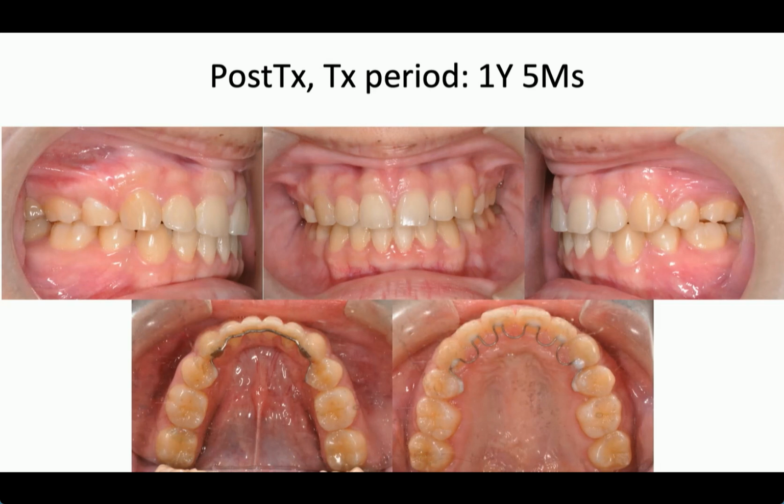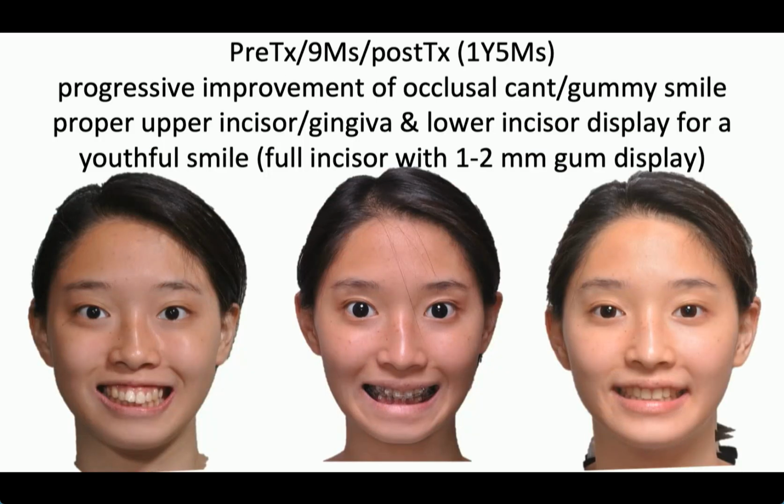Overall, I spent one year and five months to complete the treatment. In terms of occlusion, overbite, and overjet, I think that was pretty good. And let's check the progress changes of her face. You can see at the beginning of the treatment, she had a gummy smile and uneven occlusal cant. And during the treatment, I over-intruded the upper incisors.